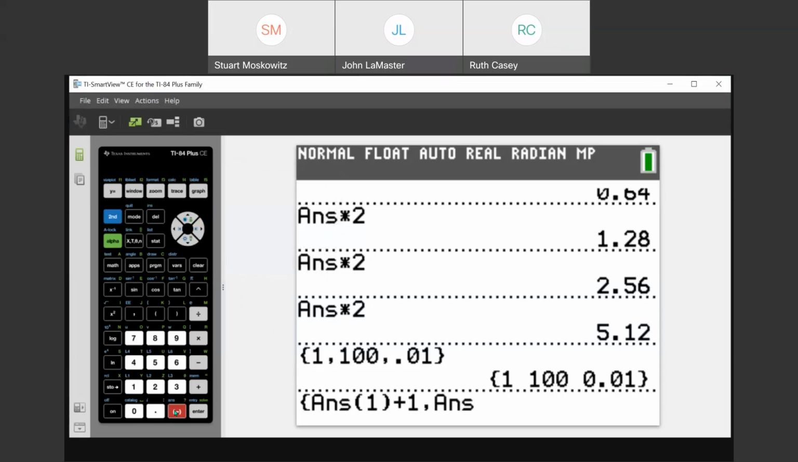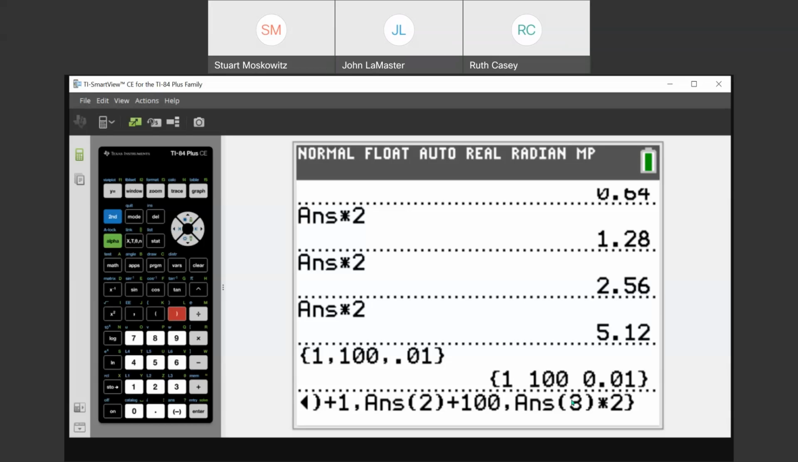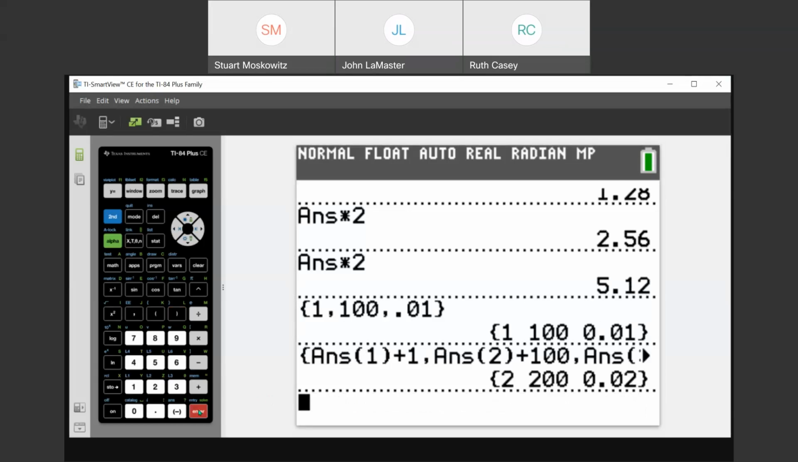No problem. Okay, second answer. That's my first option. I'm going to add 100 to it, comma. And now I'm going to take the third answer. So I go to answer, parentheses 3, and I'm going to multiply times 2, and close that. Now notice that this is such a long command that I can't see the beginning of it. That's a little bit disconcerting when you want to be able to see it. Okay, so let me press enter so we can see what's happened.